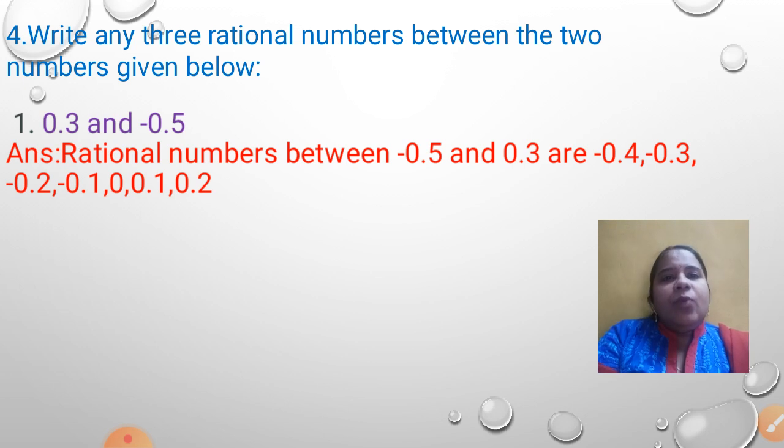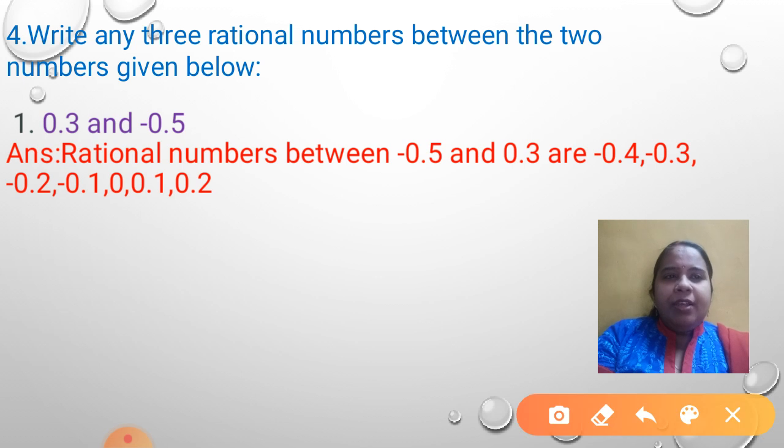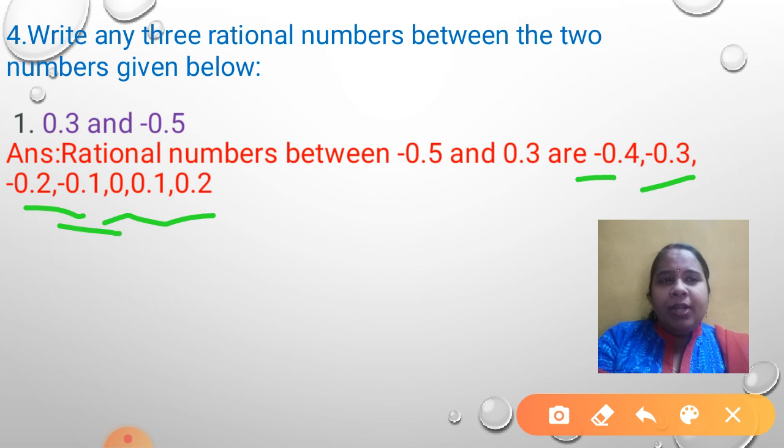See this. What are the two numbers that are given to us? 0.3 and minus 0.5. What do I want? Three rational numbers between them. Okay. So just imagine a number line in front of you. The number line has on the left hand side minus terms, right? Minus 0.5, then minus 0.4, minus 0.3, minus 0.2, minus 0.1, then comes 0, then 0.1, 0.2. Yes, so on a number line, these are the numbers.